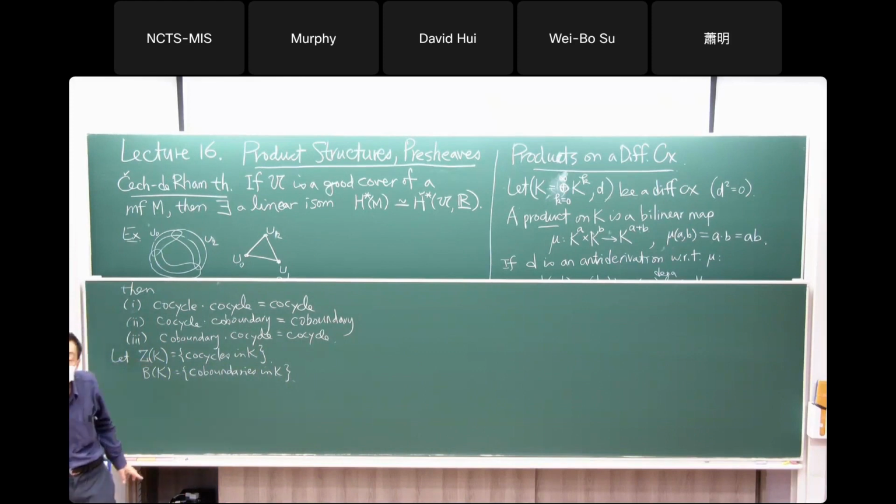Hmm? Yeah, it's closed under multiplication. And obviously it's closed under addition too. So it's a ring. Okay.